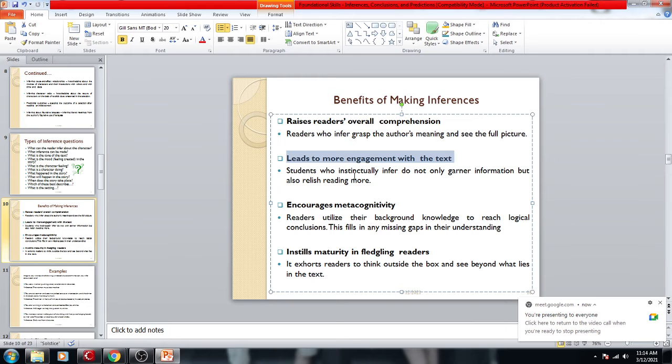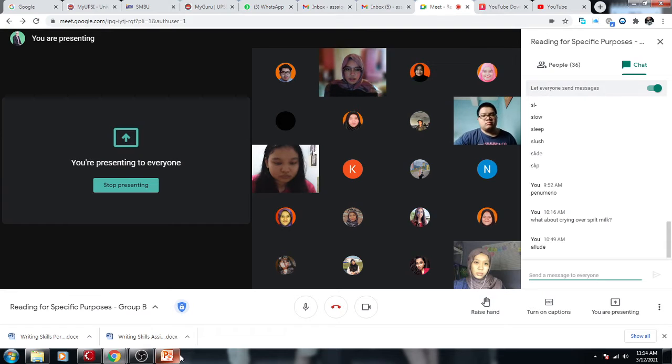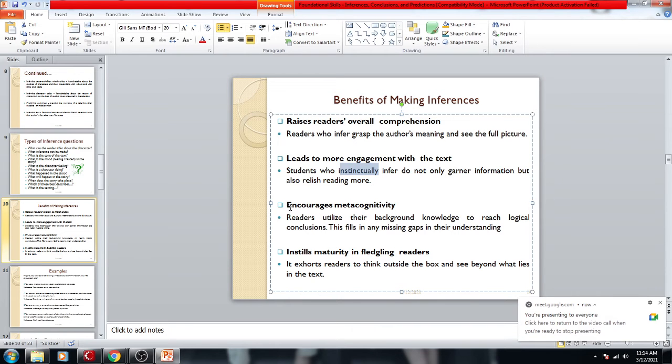Students who instinctually infer, make it a habit, do not only garner or get information, but also relish reading more. They enjoy reading more as they recover implied meanings.